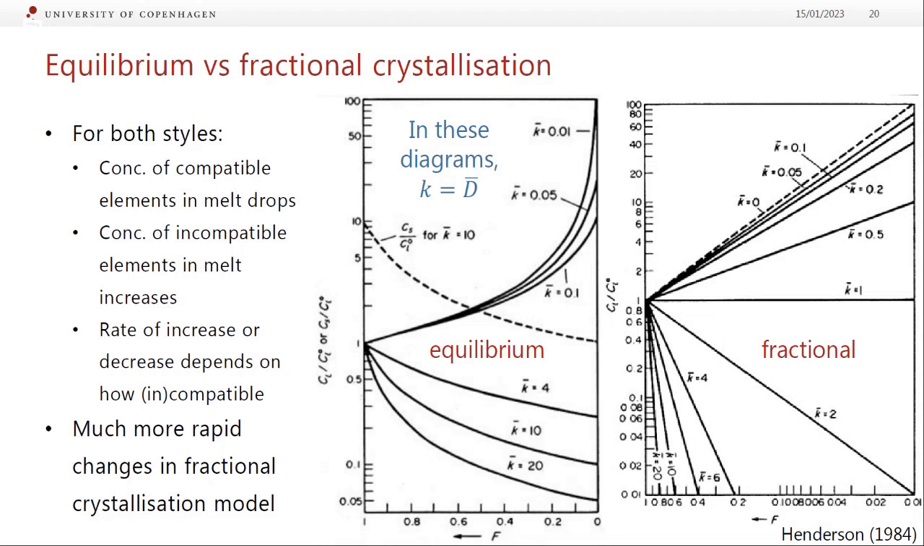For fractional crystallization, we basically remove compatible elements very, very quickly, very early in crystallization. And obviously how fast they're removed depends on how compatible they are. The most compatible ones are removed the fastest, and the less compatible ones are removed slower. At the end of crystallization, we will end up with the same thing, right? Pretty much.